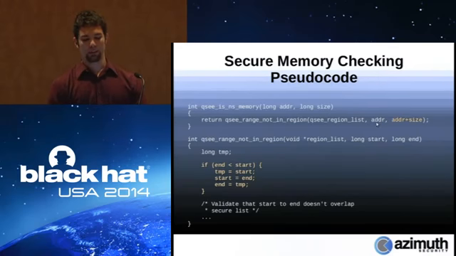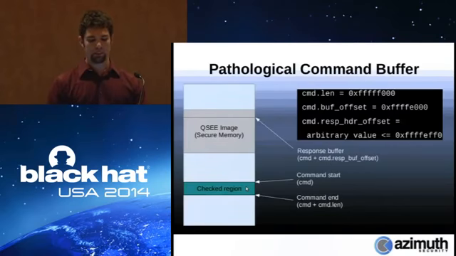Well, in this case, the answer is fairly clear. This secondary function will be called with the start of the command buffer, and then this address plus size field will wrap around and result in an address that is lower than the starting address. And then, in this secondary function, end will be less than start, and it will reverse these arguments. So this allows us to create a pathological command buffer that does evil things.